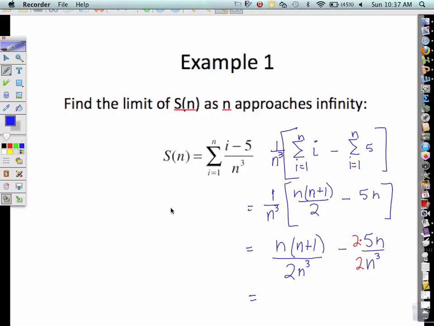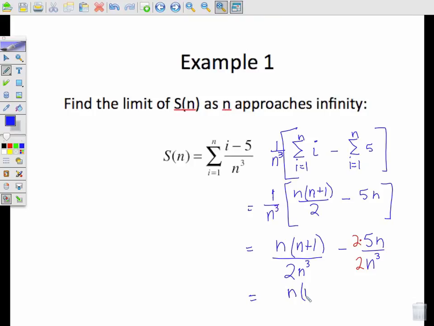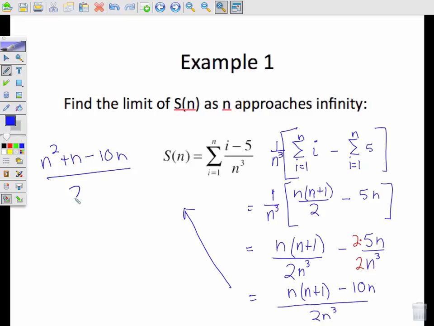And then with this common denominator, I'm going to go ahead and write it as one fraction. So this is n times n plus 1 minus 10n over 2n to the third. Keep simplifying this. This is n squared plus n minus 10n over 2n to the third, which is n squared minus 9n.